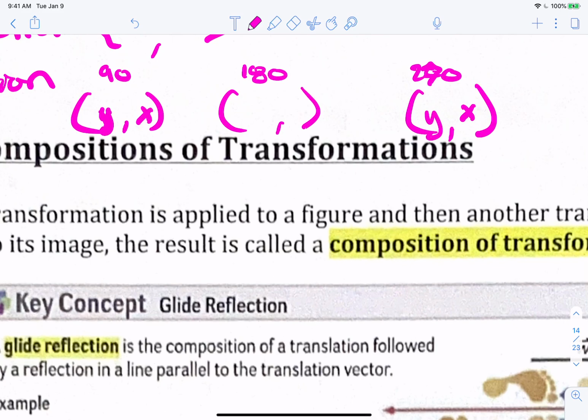90 comes before 270. So on the 90, the first one becomes negative. 270, the second one becomes negative. So you flip it around. Y, x, y, x. First one becomes negative on 90, second one becomes negative on 270. 180, they do not switch. It goes x and then y, but they both turn negative. So x, y, both turn negative. That's your little cheat sheet.